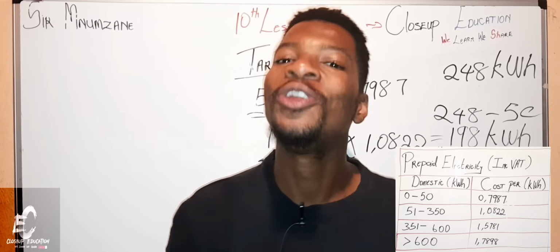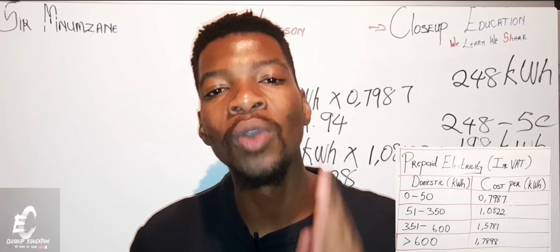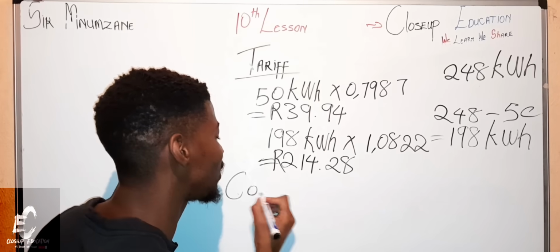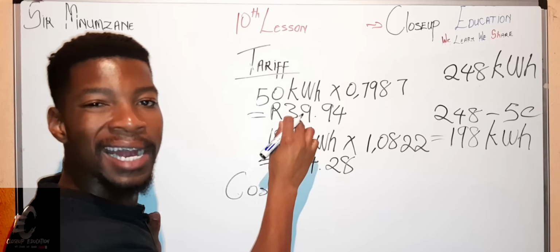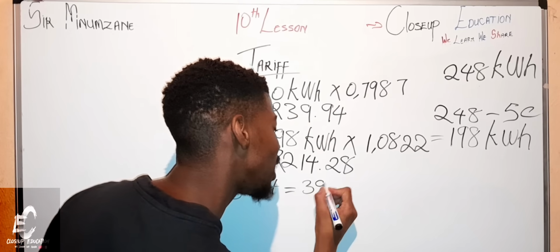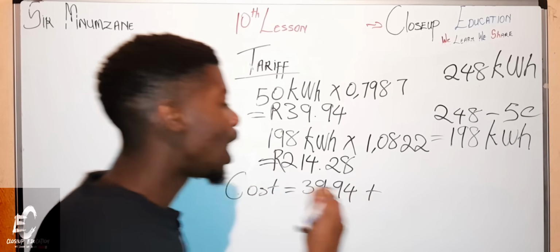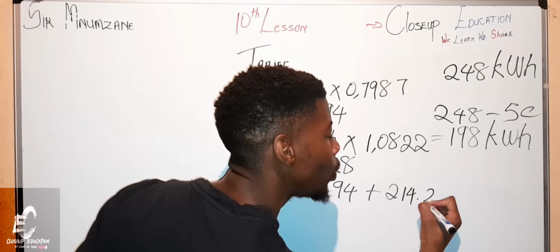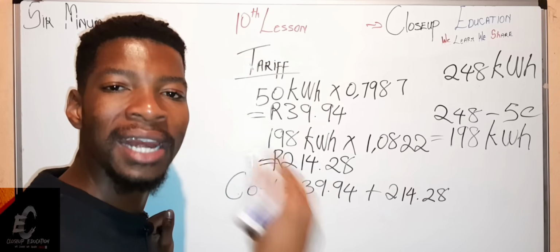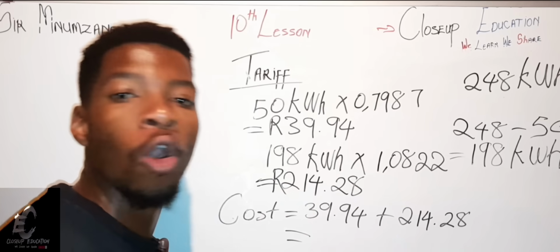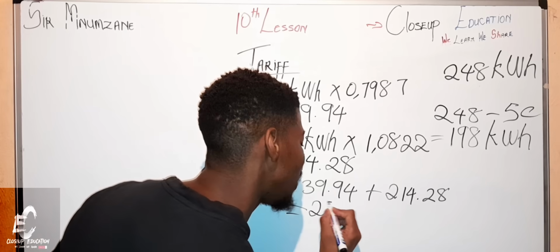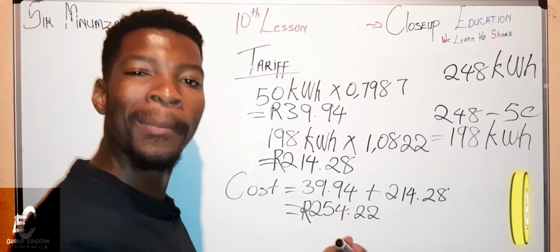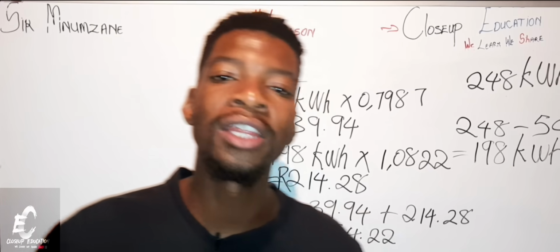Are we done yet? No, because we have to add the two amounts found from the first bracket and the second bracket: 39 rands 94 cents plus 214 rands 28 cents. Our answer is 254 rands 22 cents. This is the amount Zotile will be paying for the month of June.